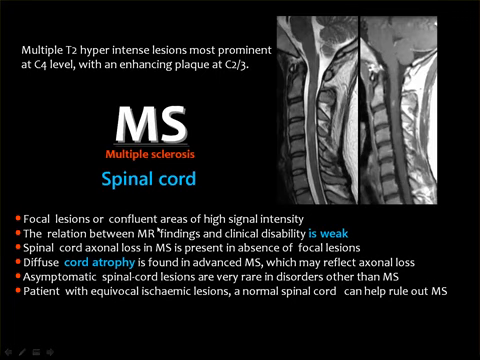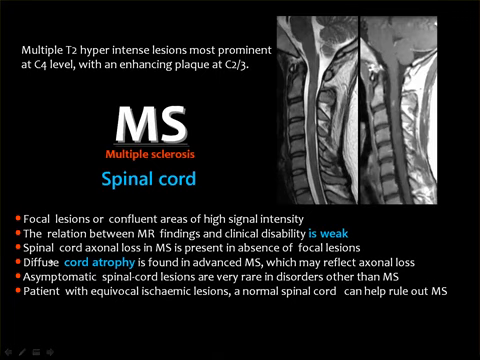Then MS in the spinal cord will appear as focal lesions of high signal intensity, and cord atrophy is also one of the criteria that should be mentioned in the report, similar to that occurring in the brain.